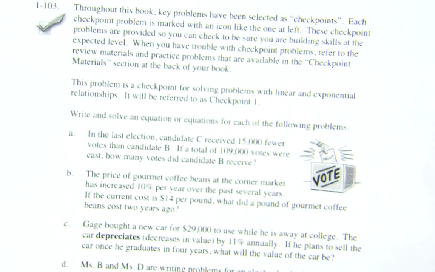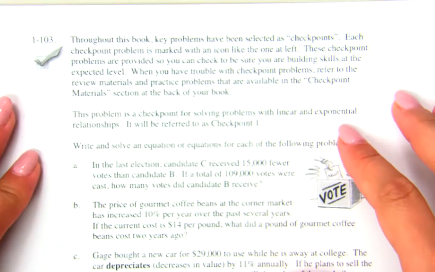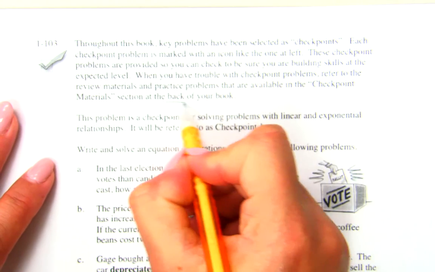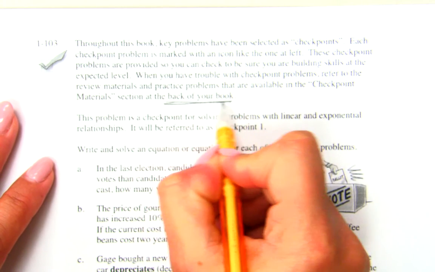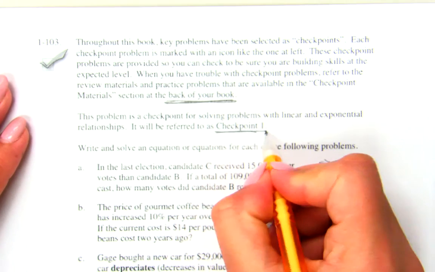Okay, 103. I'm not going to go through all of these. What's more important in 103 is that if you have any issues with these, you need to go to the back of your book. There's a section somewhere near the glossary or in the index called checkpoint materials, and you need to look at checkpoint number 1.